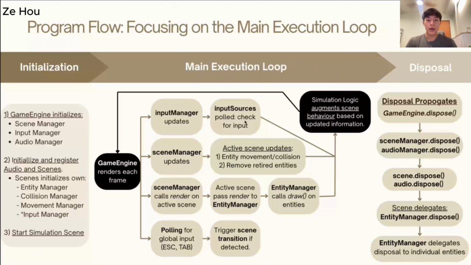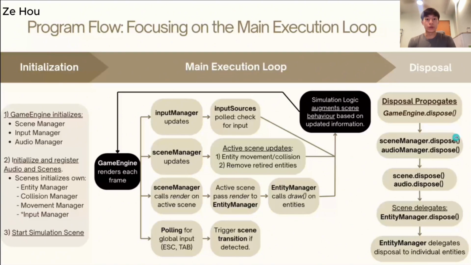Input sources are polled, and the active scene updates to check for entity movement or collision or to remove entities. The active scene also passes on the render to the entity manager, which then triggers the draw method on entities. Simulation logic augments scene behavior based on this updated information, and the process repeats. Disposal propagates from the game engine to individual entities. The exact flow is shown below.